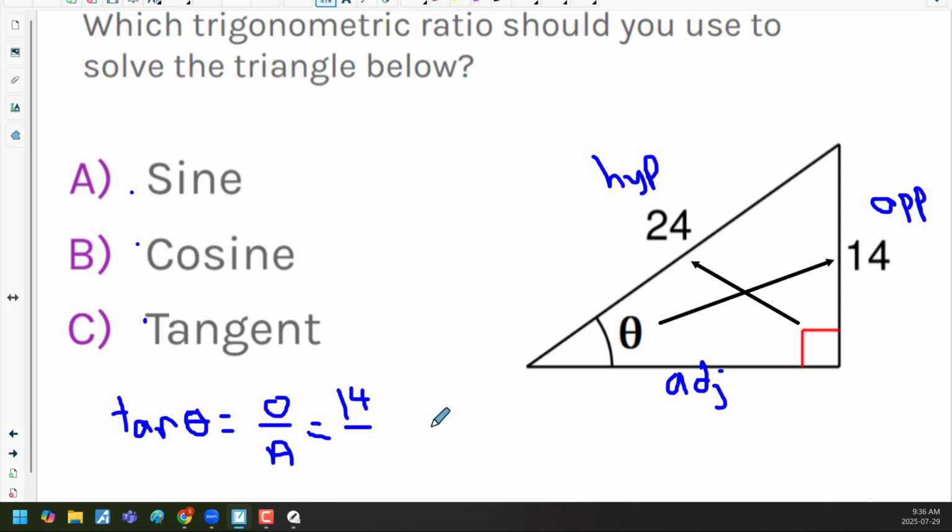And we know adjacent was blank. We don't know it. So we can just write question mark or A. Just leave it A, I guess. All right, so 14 over 8. What about cosine?